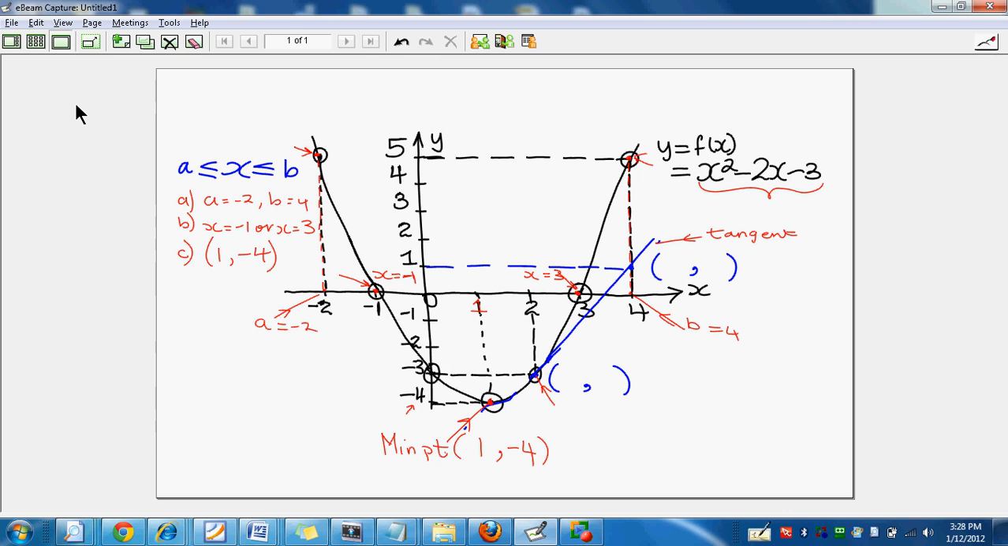For D, determine the whole number values of x for which x squared minus 2x minus 3 is less than 1.